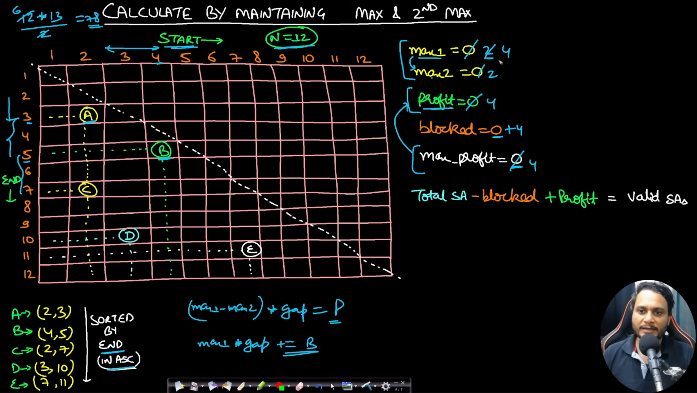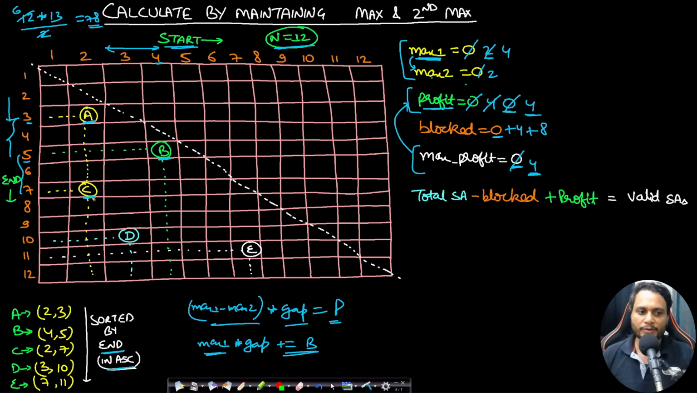Now once max 1 is getting updated, the profit should be reset to 0. This means that when max 1 is getting updated, you are getting a new right side point. So you need to remove that rightmost point. You know that, right? Profit will be reset to 0. New profit will be max 1 minus max 2 into gap. Gap is 2. 4 minus 2 is 2. So this will be 4. What will be the blocked cells? These are all the blocked cells, right? So the blocked cells will be the maximum S value that you have seen, which is 4 times gap, which is 2, which is 8. So 8 will be added here. Now max profit will remain as 4 because 4 is not smaller anyway. Now we are done with this part.